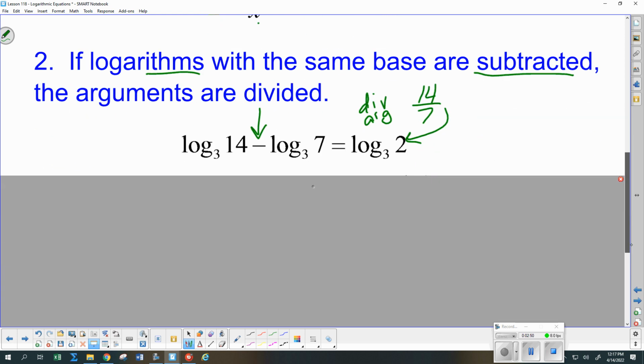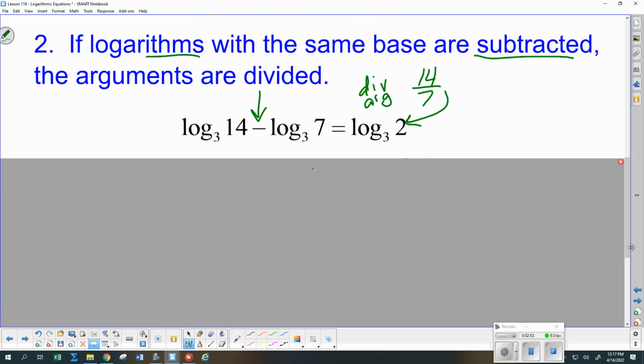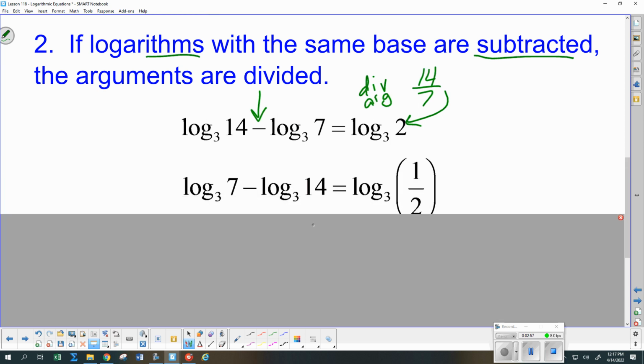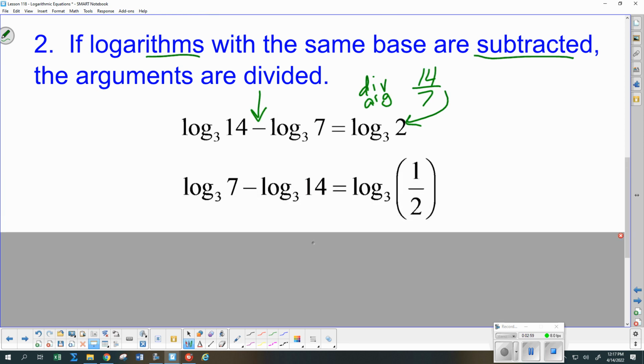The order matters when we are subtracting, because if I started with the log 3 and put the minus sign in front of the log 14, whichever one has the minus has to go in the denominator. So this would have been the 7 divided by the 14 is how we get the 1/2.